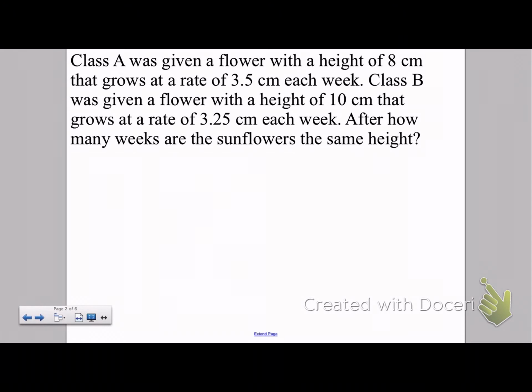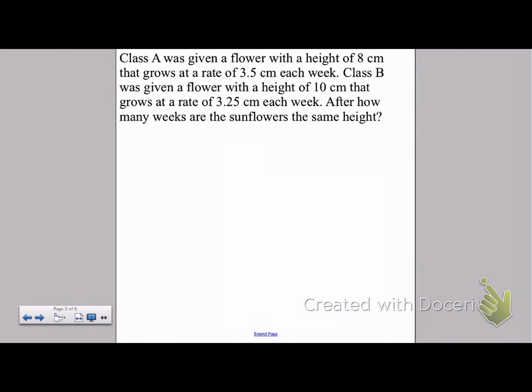Question 2. Class A was given a flower with a height of 8 centimeters that grows at a rate of 3.5 centimeters each week. Class B was given a flower with a height of 10 centimeters that grows at a rate of 3.25 centimeters each week. After how many weeks are the sunflowers the same height? Take a second to copy down the question.